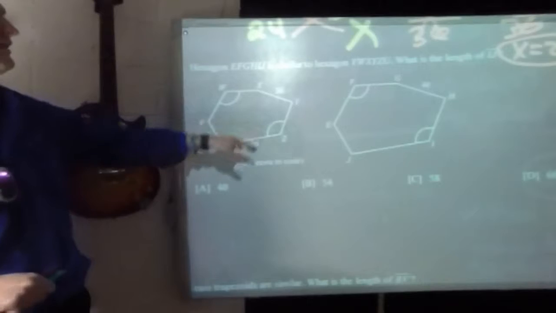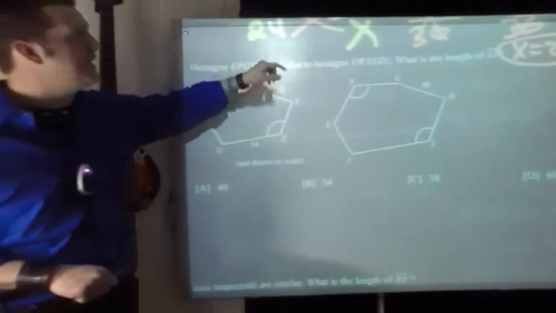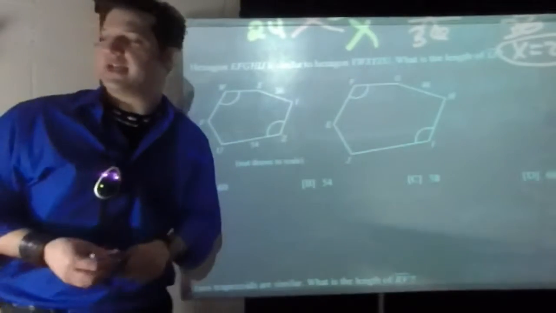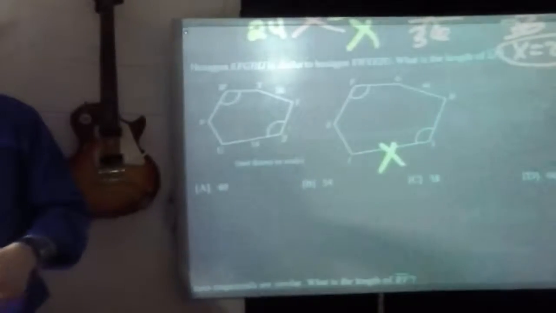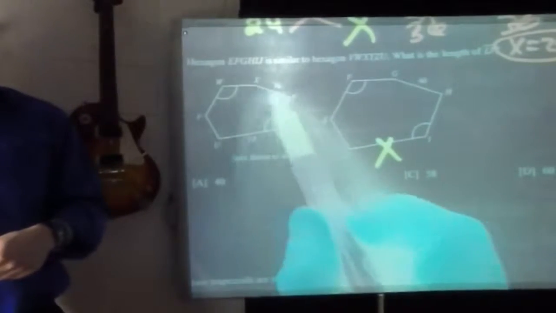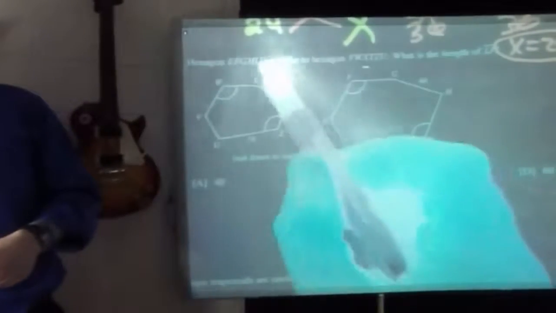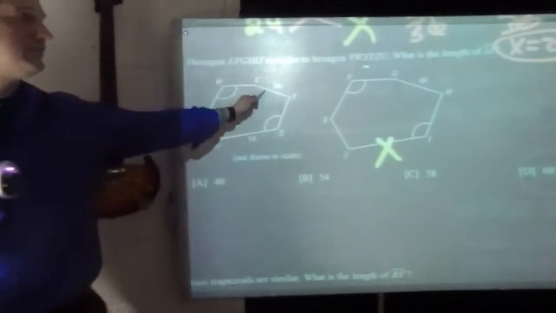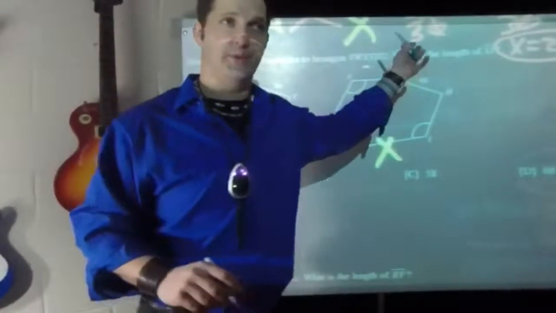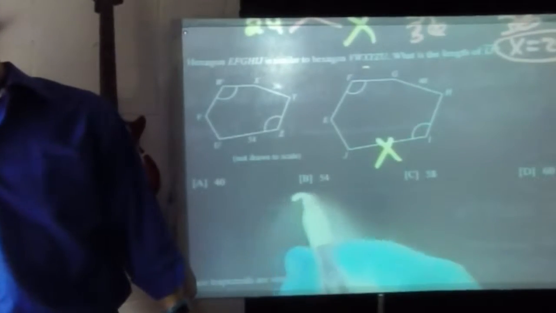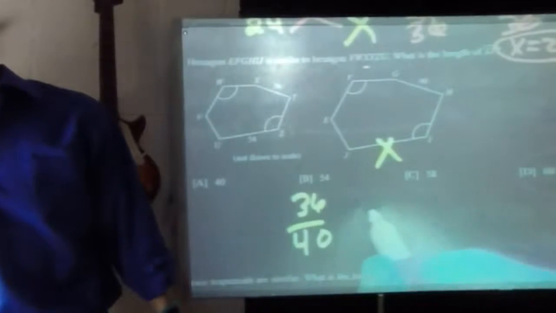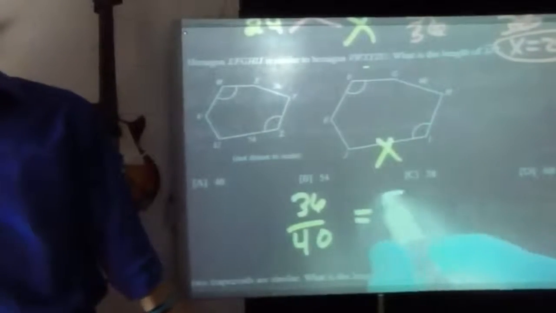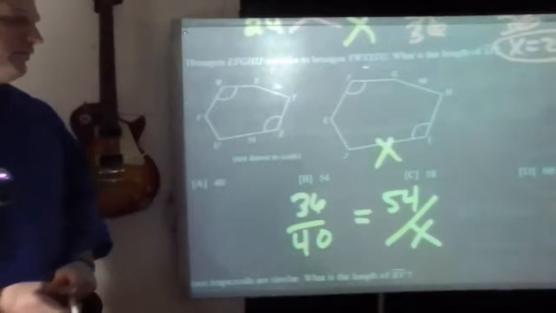All right, these are hexagons. EFGHIJ is similar to VWXYZU. What's the length of IJ? So that gets an X. Where's IJ? Right there. Okay, these match up good. XY definitely goes with GH. So, 36 over 40. 36 goes with 40. And then 54 goes with the X. There's your proportion.